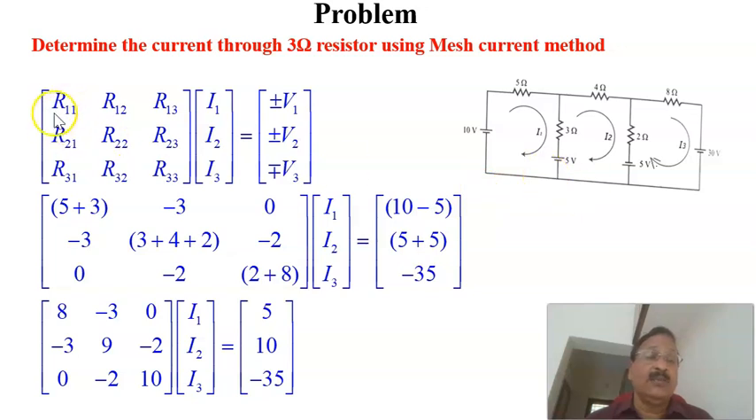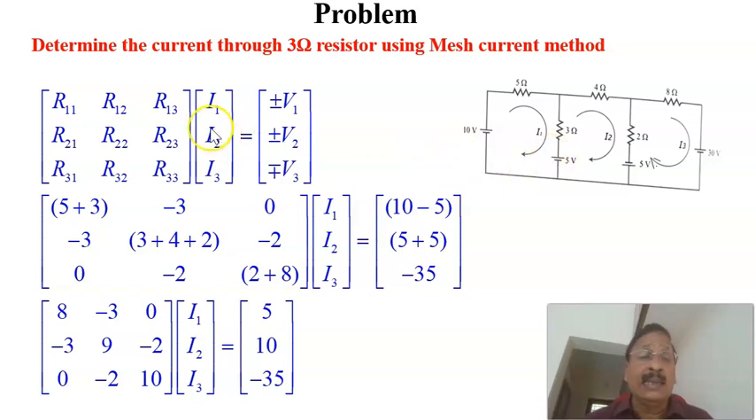That is R11, first row, first column. R12, first row, second column. R13, first row, third column, like that. Then R21, R22, R23, R31, R32, and R33. And how will we find the diagonal elements? R11, R22, and R33 are the sum of the resistances in the corresponding loops. For example, R11 means for the first loop, what is the sum of the resistance? That is this one plus this one, 5 ohm plus 3 ohm. That is the total resistance in the first loop.